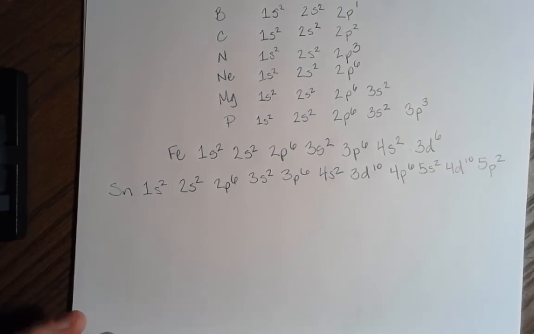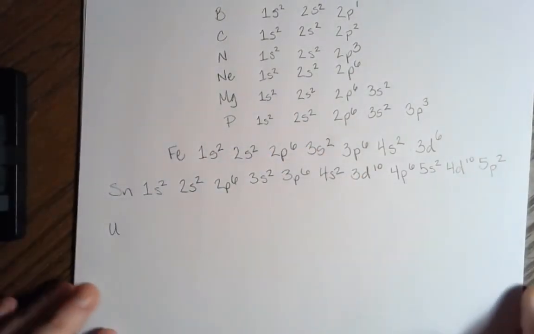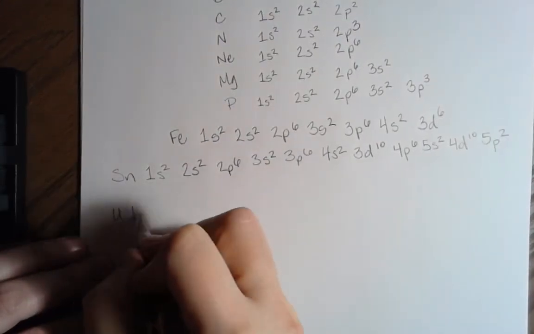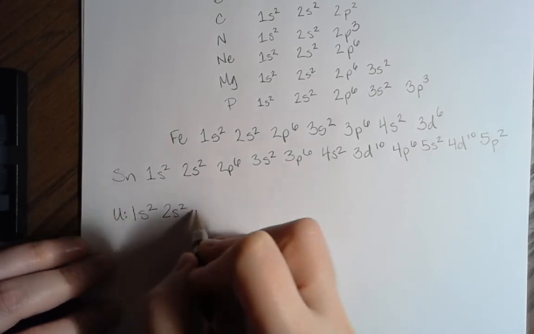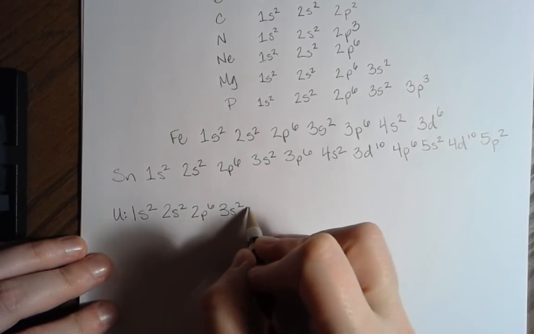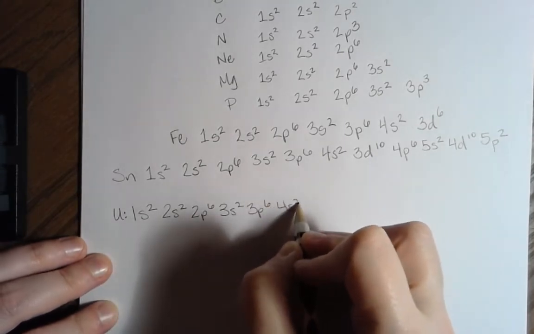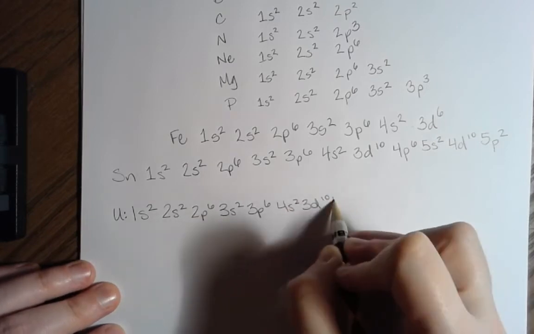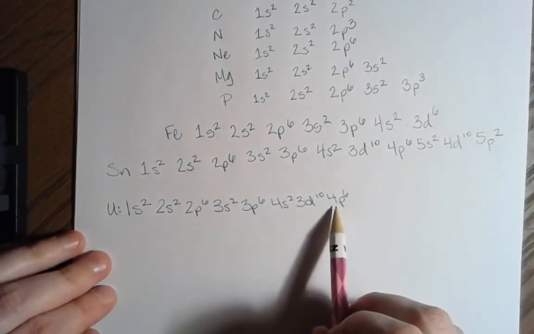I said uranium. I've got to do it now. Uranium. Okay, here we go. 1s2, 2s2, 2p6, 3s2, 3p6, 4s2, here's my transition metals, 3d10, 4p6. The p's are the size you think they should be.